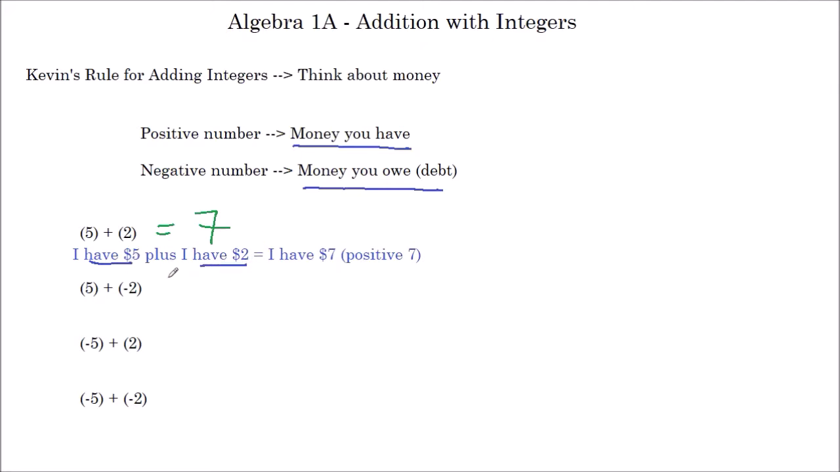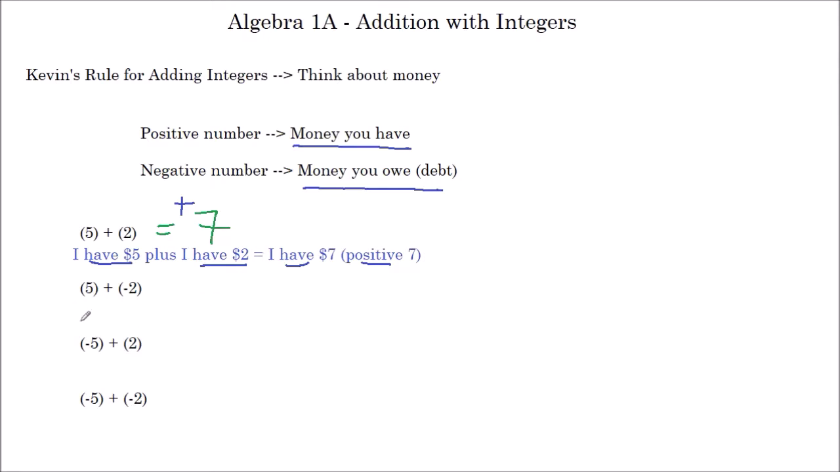And when I put that together, if you have 5 and you have 2, you have 7. And since you have it, it is positive. So this is a positive 7. I don't need the positive on my answer, but I can put it to emphasize.